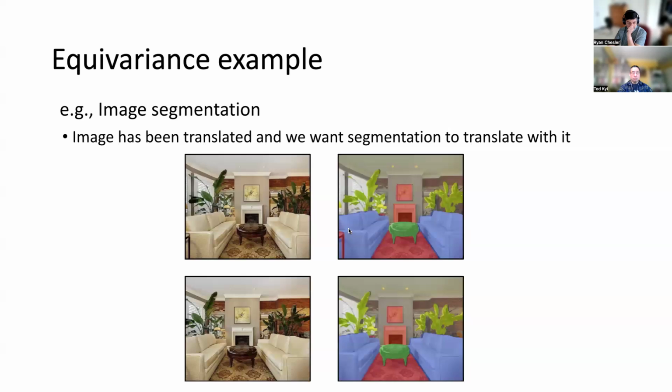So here's another example of that. They have this room and then they're segmenting all of these different things inside of it. And so if you shift it a little bit over like they've done, you want it to still be able to find all of the pixels for the carpet and the table and the plants and stuff.